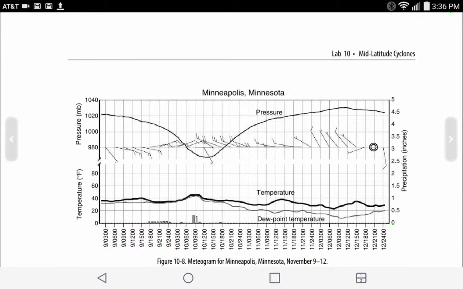I also want to draw your attention to the fact that there are 4 days of data on this plot. No meteorologist would ever have 4 days of data on a plot. There's way too much information on this plot, but it's what we have to work with. Normal meteograms would be like 12 hours or something like that.